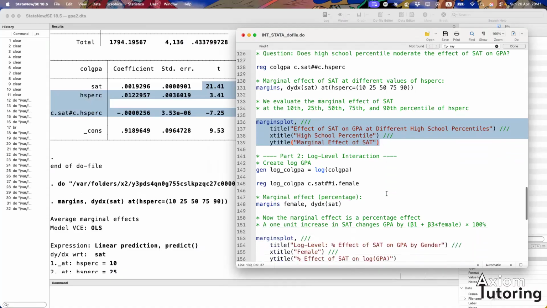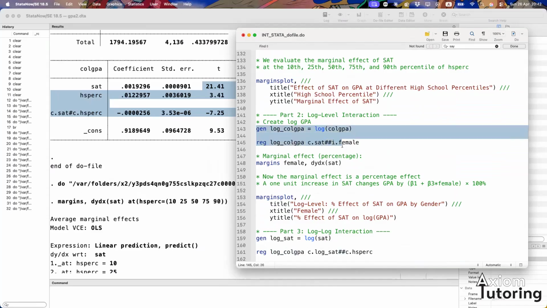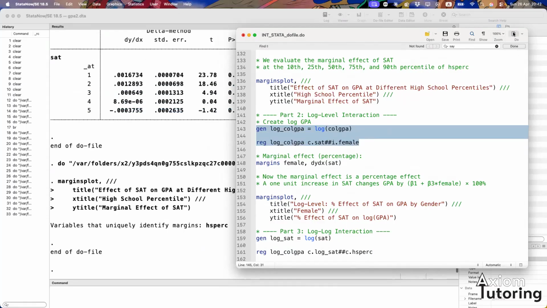On the log-level interaction, again, I'm going to go a little bit faster on this one. We're doing exactly the same things as we did in the dummy continuous case, but now we're going to log the GPA, and nothing changes in terms of the syntax when we're doing the double hashtag in here. Just keep in mind, now SAT is continuous, i.female because we've got a dummy variable. And we can run exactly the same regression.